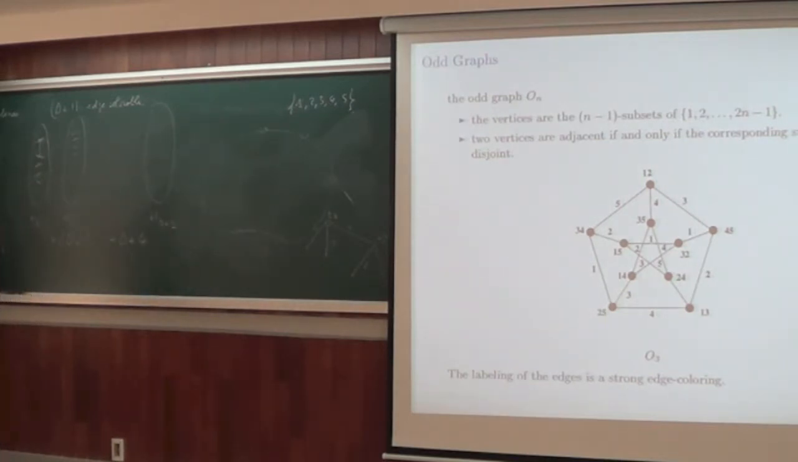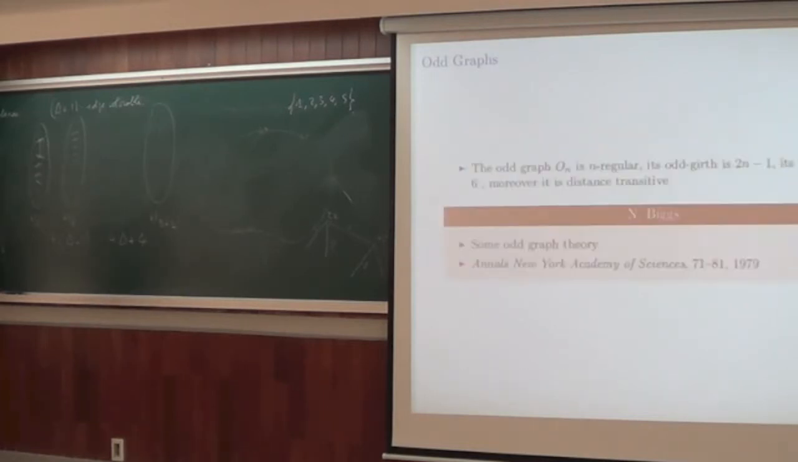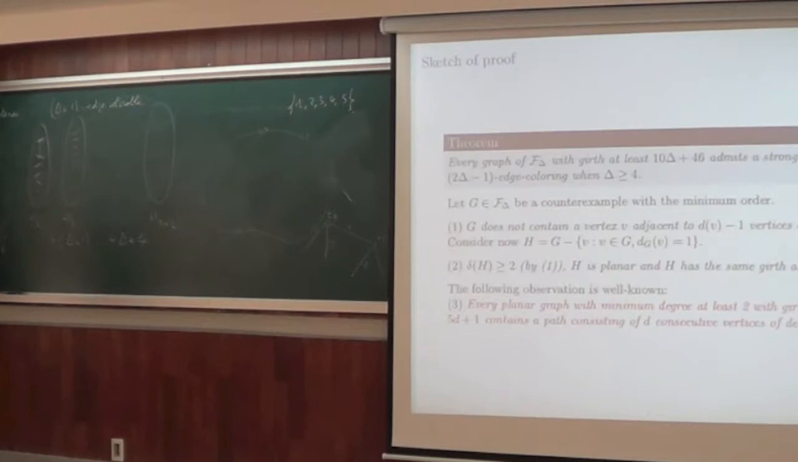Okay, so when I considered the problem, in fact, I was inspired by the work that we did with Yarrick several years before about homomorphism and strong oriented coloring. And what is the idea? First of all, the graphs are regular, of girth 2n minus 1, and even girth is 6. Moreover, it is distance quantitative. You can find it in the paper. And in fact, I will not do the proof exactly like that. I will try to explain it to you.